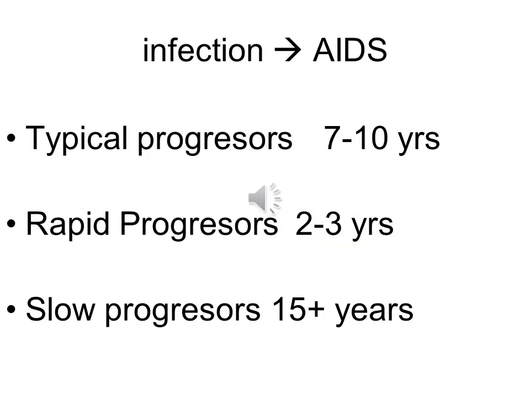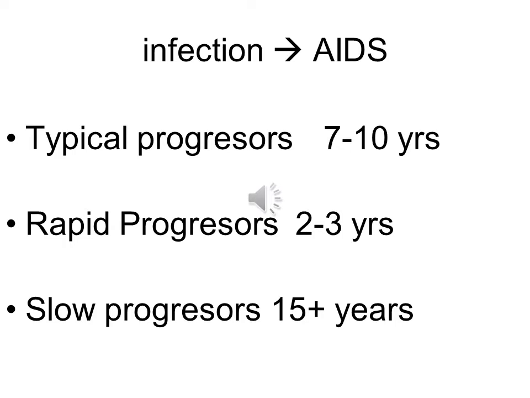How fast AIDS progresses varies greatly from person to person. Without treatment, most people will progress to full-blown AIDS within 7 to 10 years. This group of individuals is known as typical progressors. About 10 to 20% of those infected will be rapid progressors, meaning that they will develop AIDS within 2 to 3 years. About 5 to 15% of those affected will be slow or long-term progressors who will not develop AIDS for at least 10 years or more.